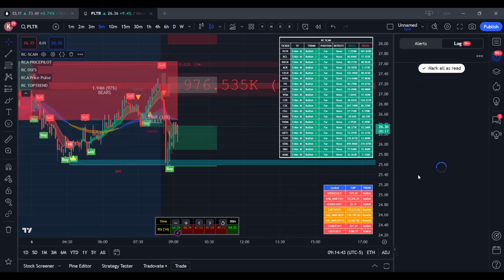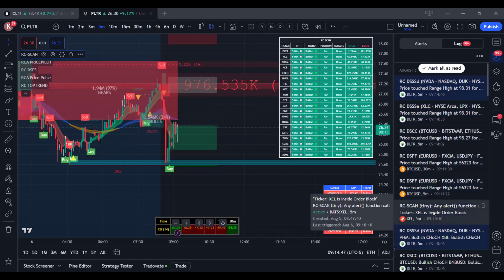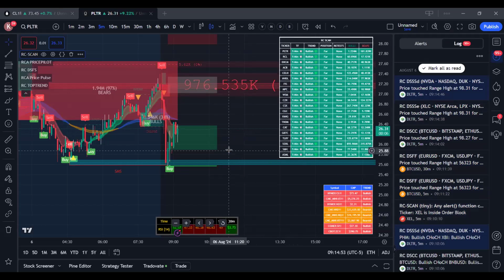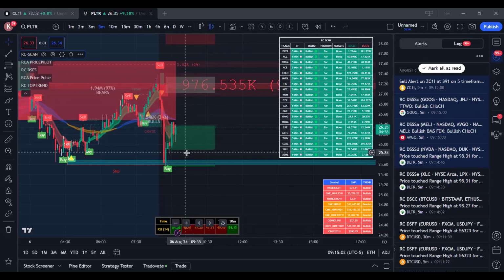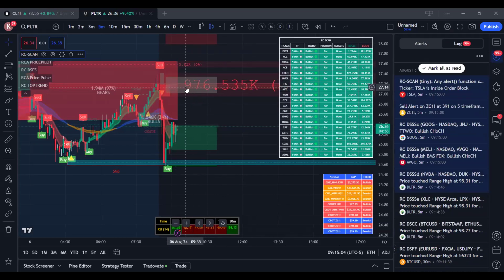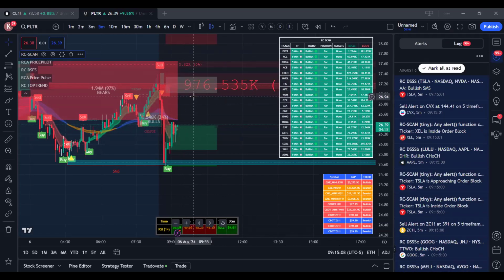Whenever we receive a notification, it will send a notification saying there is a big order block, like XCL is inside an order block. Whenever we receive a notification, we can go and see, okay, is it a big buy order block or is it a big sell order block? Is it good to go long, good to go short? And then we can make money with stocks.